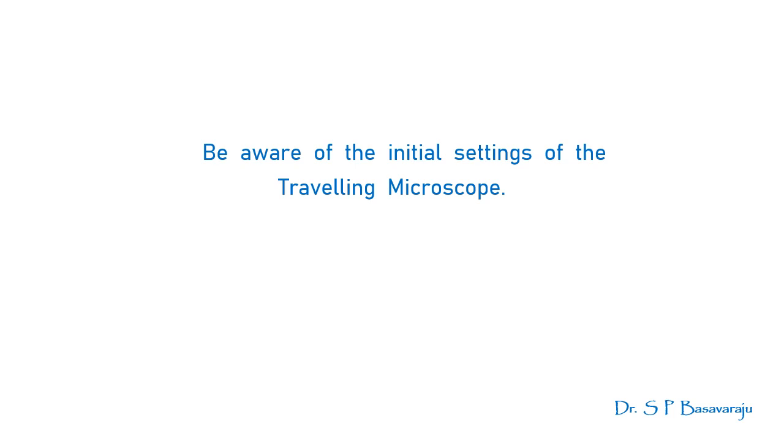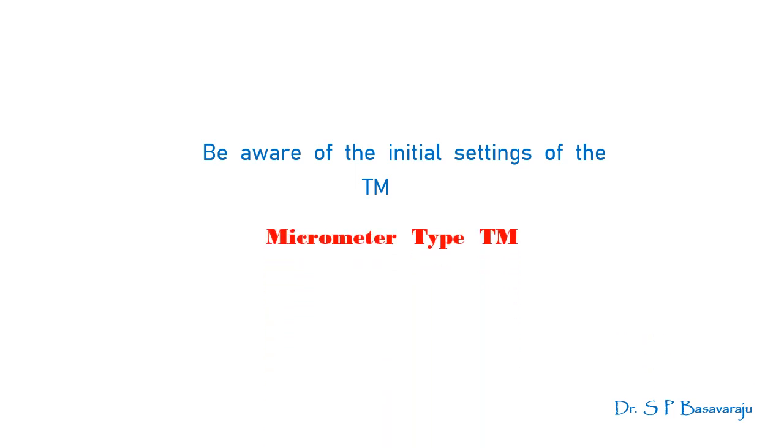Okay, now onwards, for the sake of convenience in this talk, let me call the traveling microscope simply as TM. Talking about the TM, you know there are two types of TMs with which this experiment could be carried out. One is the micrometer type and the other one is the vernier type.